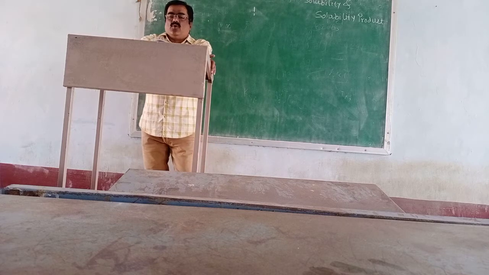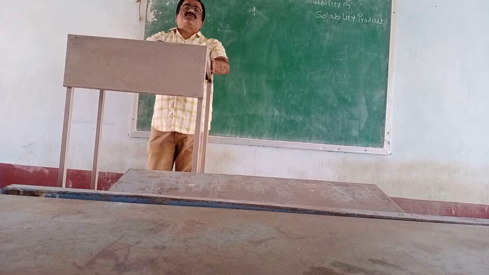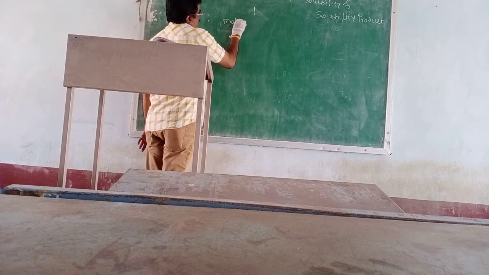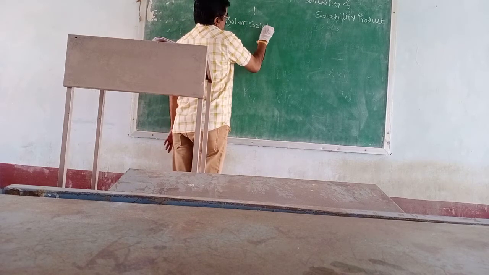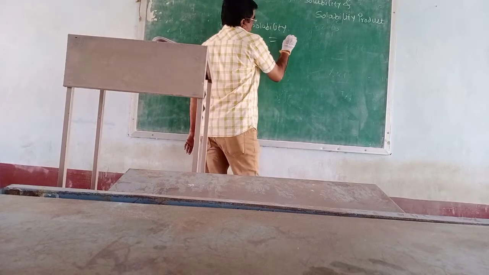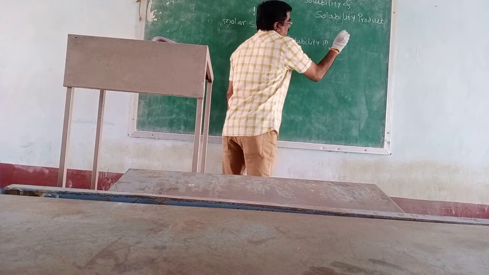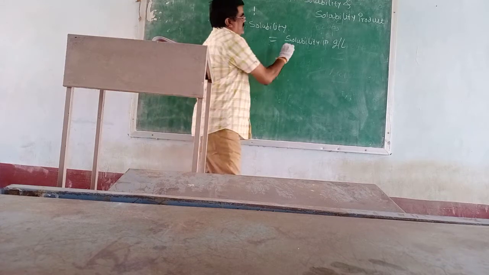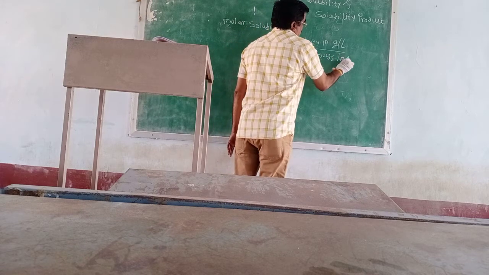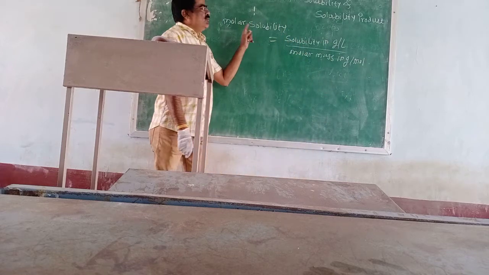And the molar solubility: the number of moles of compound that dissolves to give 1 liter of saturated solution is called its molar solubility. म्हणजे molar solubility is nothing but the ratio of solubility in gram per liter to the molar mass in gram per mole. That is the molar solubility.